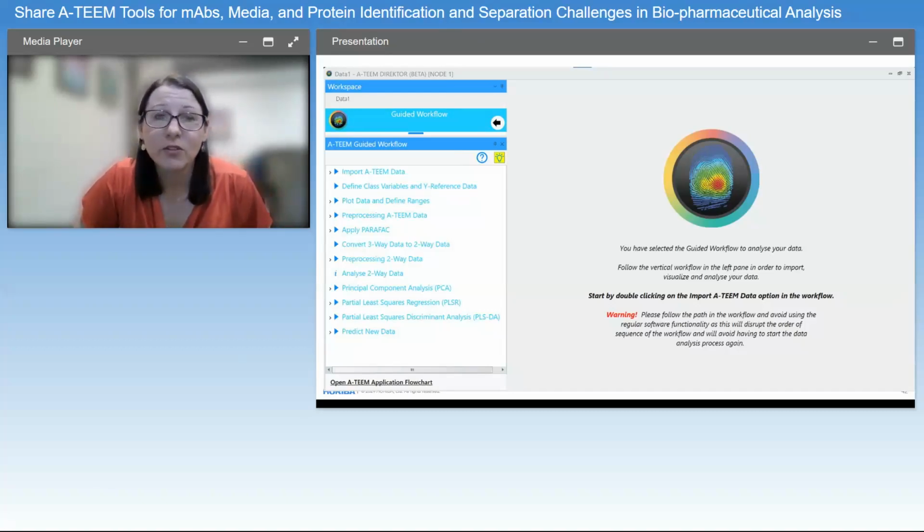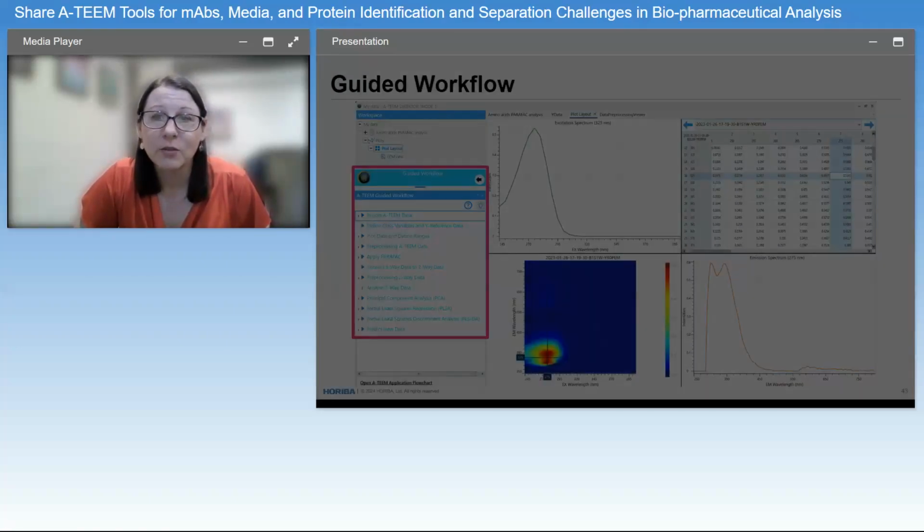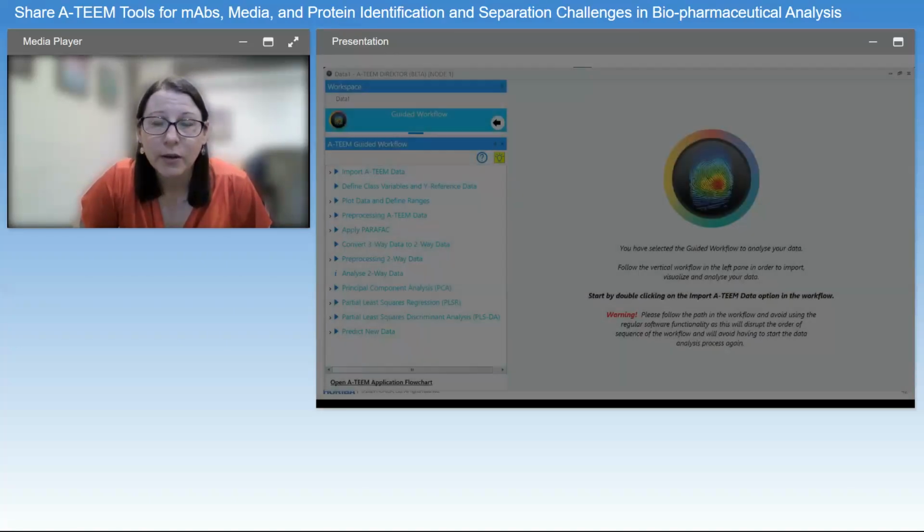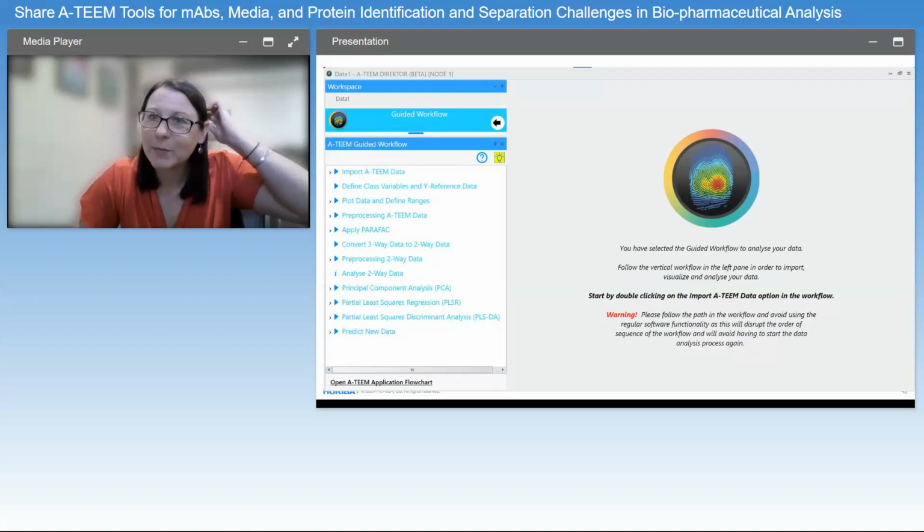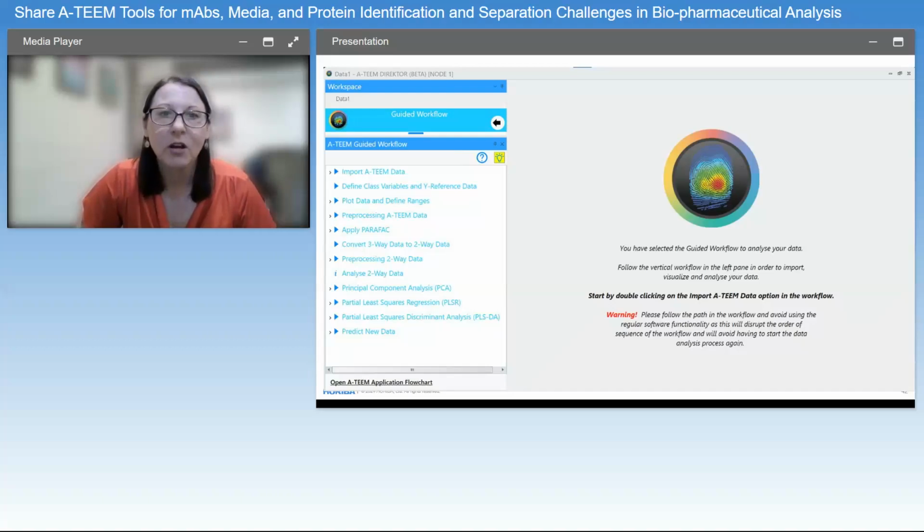So in this one, the user-guided workflow that's in the left corner here provides the step-by-step guide on how to work with the A-TEEM data. And information windows are also available at each step. So if you have questions on exactly what that window is meant to do, or what the options are, you have information windows that you can turn on and off to keep going in the right direction.